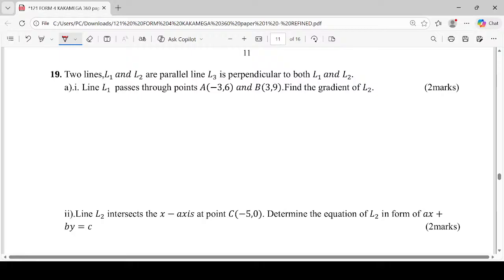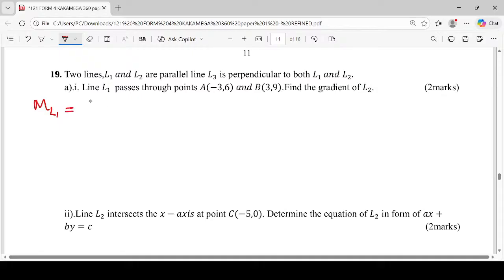The question is very simple. Remember, they are saying that L1 and L2 are parallel. So if the two are parallel, first of all, let's get the gradient of line L1 before we get the gradient of L2. So to get the gradient of L1, which I can call M of L1, remember, gradient is change in y over change in x.